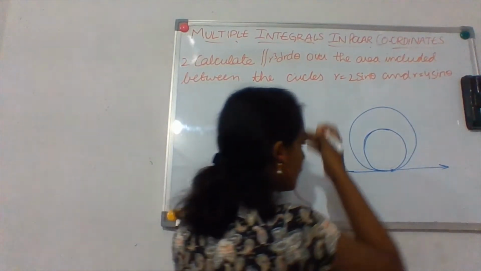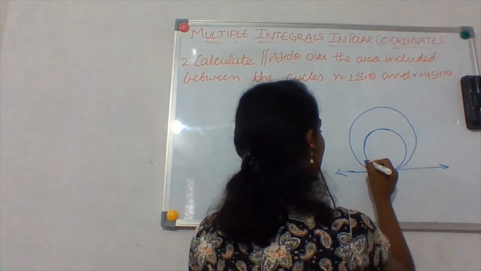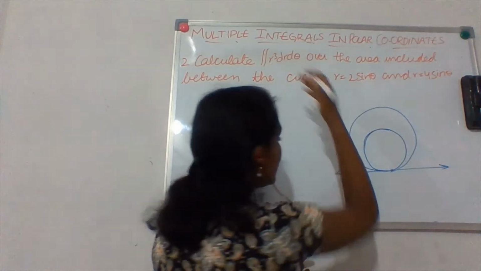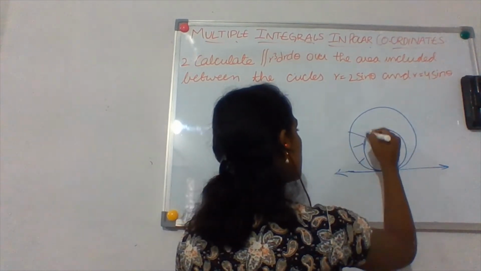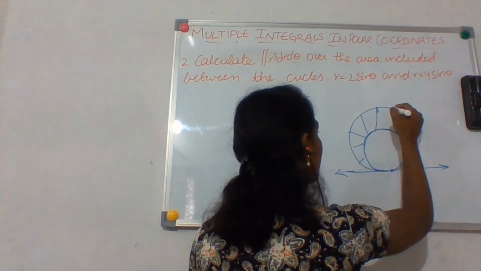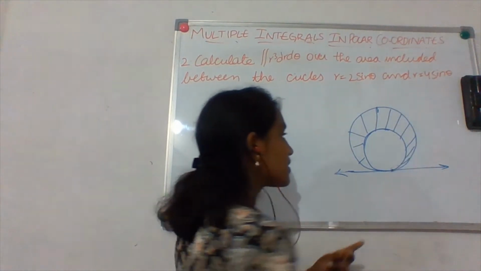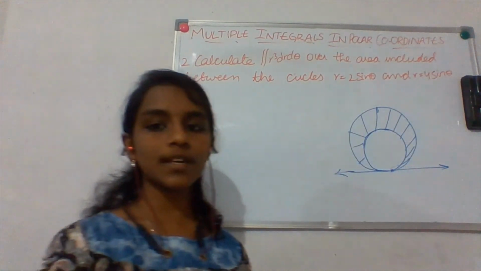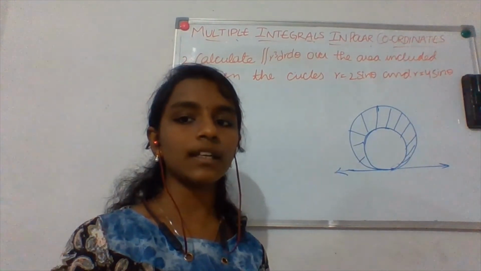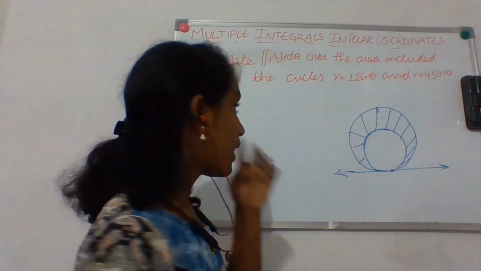Yes. So now you have to find the double integral for this area, because he told you that you have to find it for the area included between the two circles. Okay, so this is the area included between the two circles. So you have to find for that. Okay, so now how do you do it?